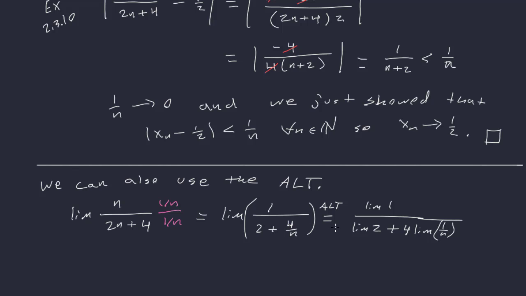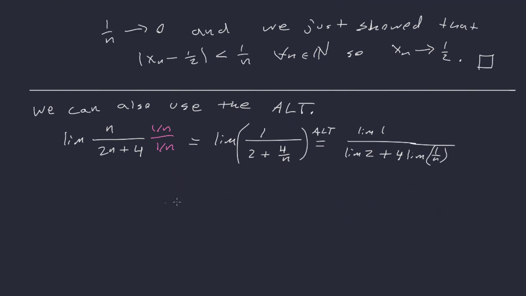From here, the limit of 1 is just 1. The limit of 2 is just 2. Plus 4 times the limit of 1 over n. Well, we know that 1 over n goes to 0, so that zeroes out, and we get 1/2.